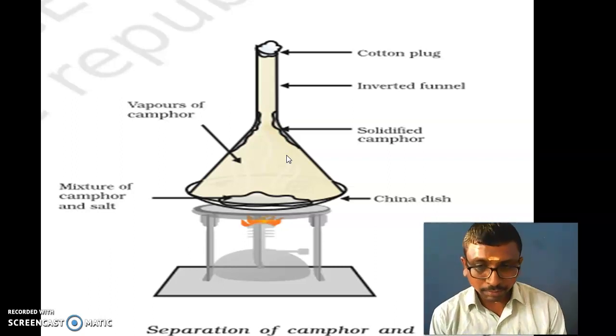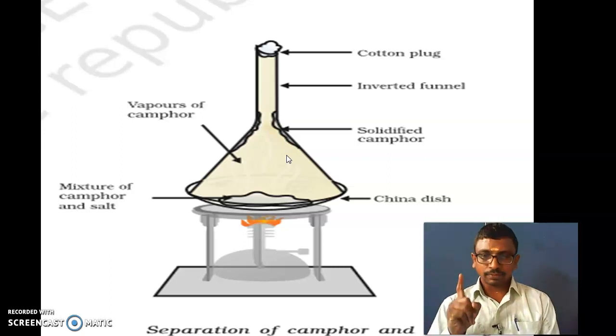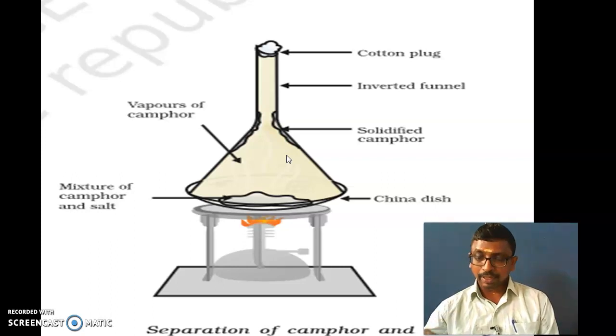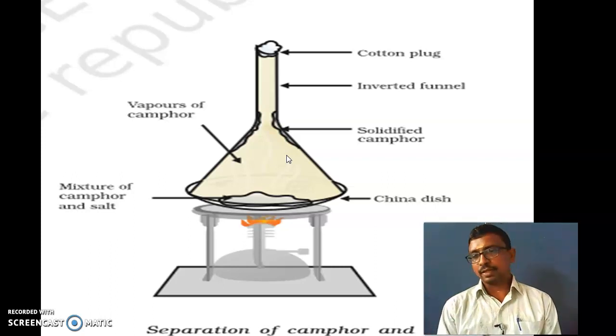There are some examples also. What are the examples, children? The first example is ammonium chloride, which is easily vaporized. Naphthalene is an organic compound, and anthracene is also an organic compound. So this is the process. Sublimation is used to separate the non-volatile component and the volatile component by the process of heating.